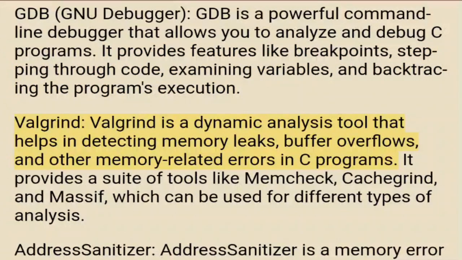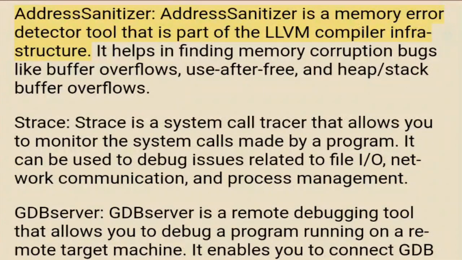Valgrind. Valgrind is a dynamic analysis tool that helps in detecting memory leaks, buffer overflows, and other memory-related errors in C programs. It provides a suite of tools like memcheck, cachegrind, and massif, which can be used for different types of analysis. Address Sanitizer. Address Sanitizer is a memory error detector tool that is part of the LLVM compiler infrastructure. It helps in finding memory corruption bugs like buffer overflows, use after free, and heap and stack buffer overflows.